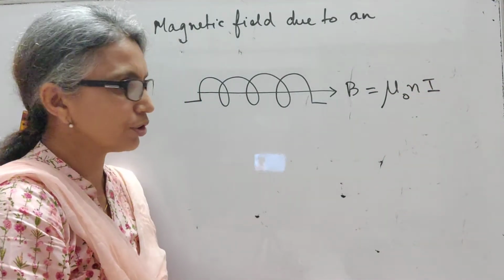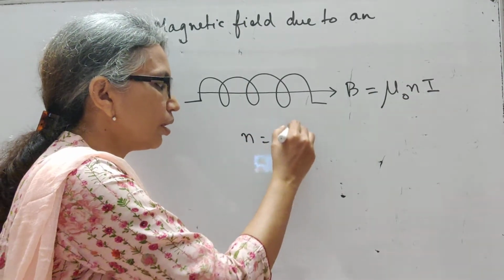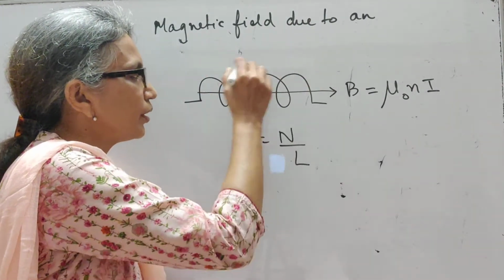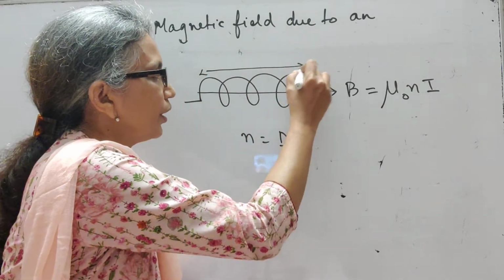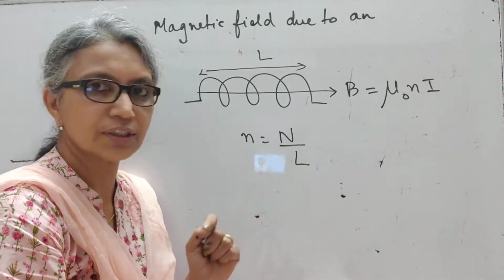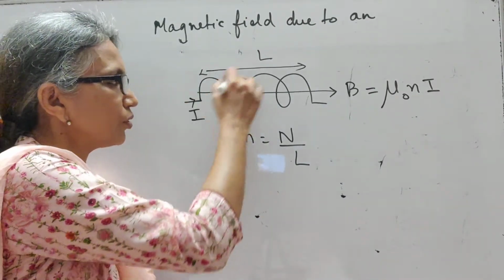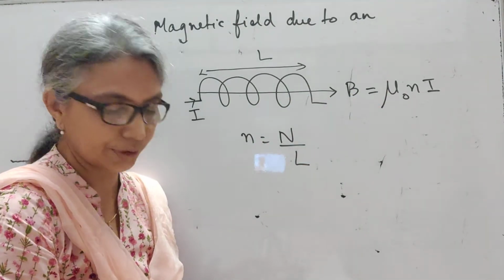You don't need the derivation. Here n is small n, the total number of turns divided by the length. That means if you have the total number of turns as capital N, and let's say the length of the solenoid as capital L, then the number of turns in unit length is what you have as small n, and I is the current that is passed through the solenoid. This will give you the magnetic field along the axis of a solenoid.